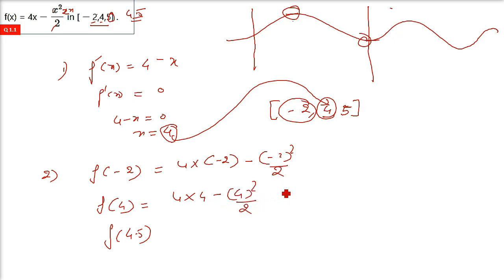As I said, the third number can be 4.5 or it can be 5, because in different editions of R.D. Sharma the numbers are different. But the logic remains the same, it will never change. f(-2) is -10, f(4) is 8, and f(4.5) is 7.875. Now, what is the absolute minima and absolute maxima, or absolute minimum or absolute maximum?